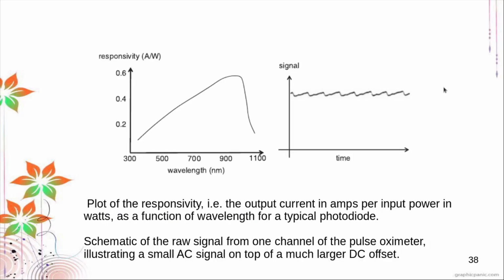So that's it for optical sensors. In the next part, we will talk about chemical sensors.